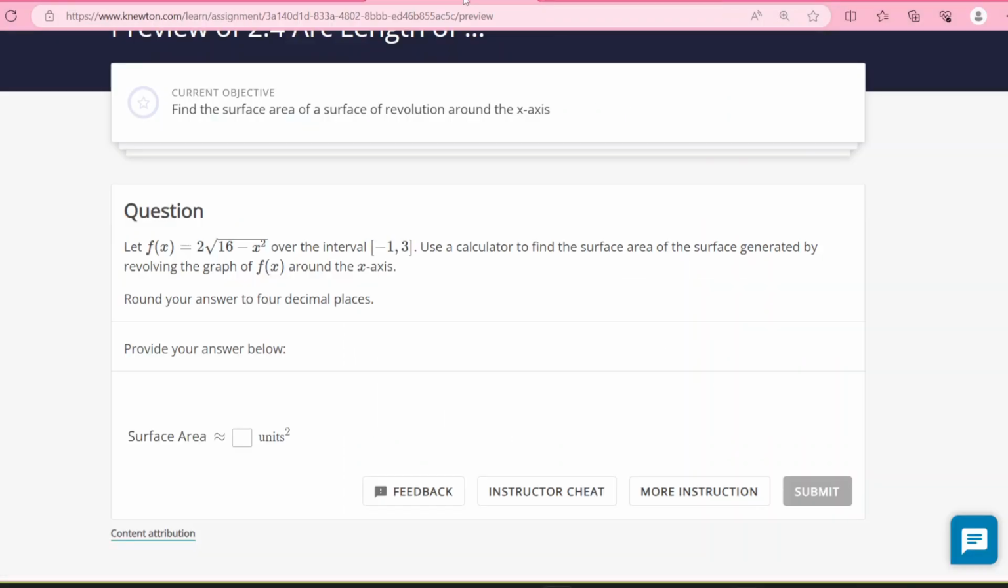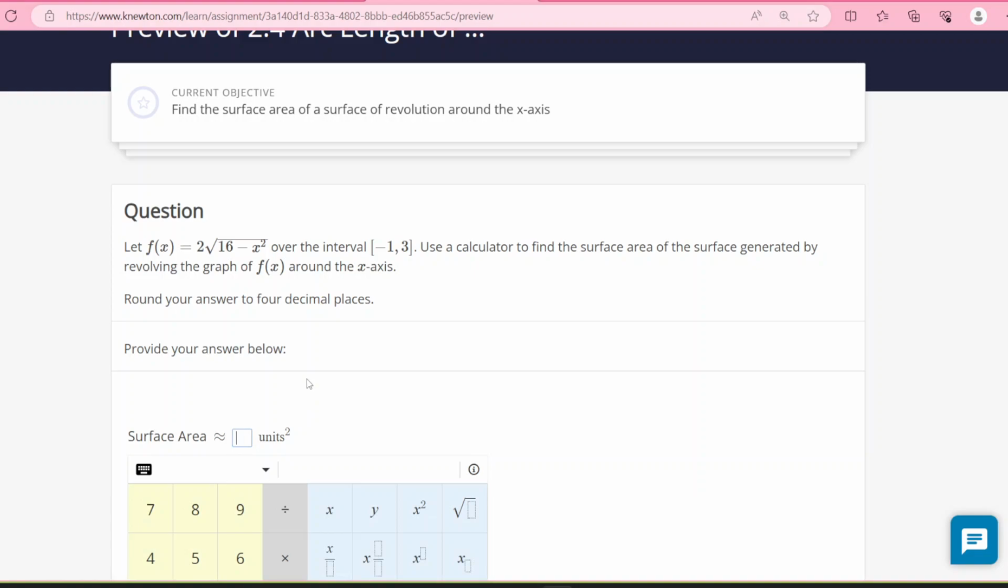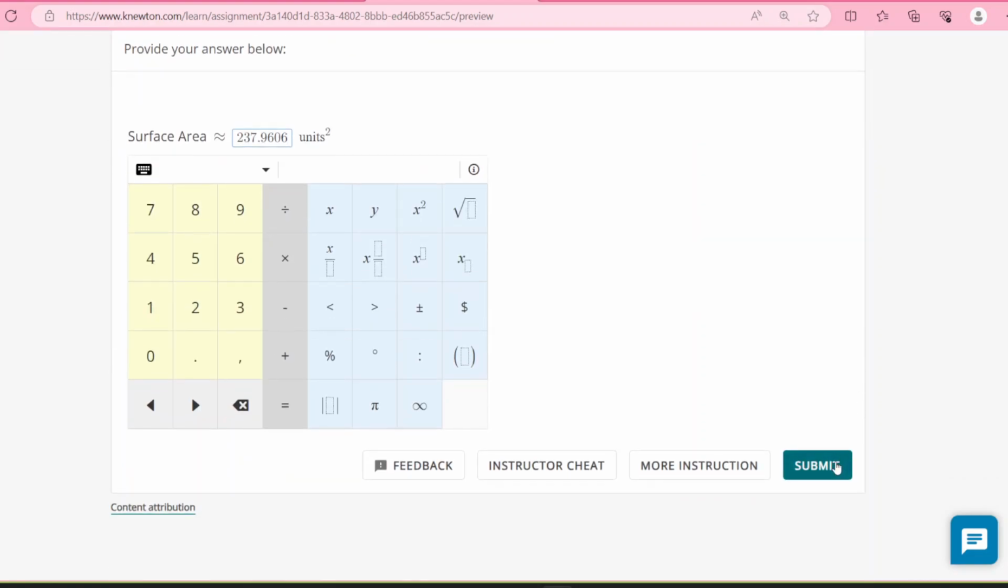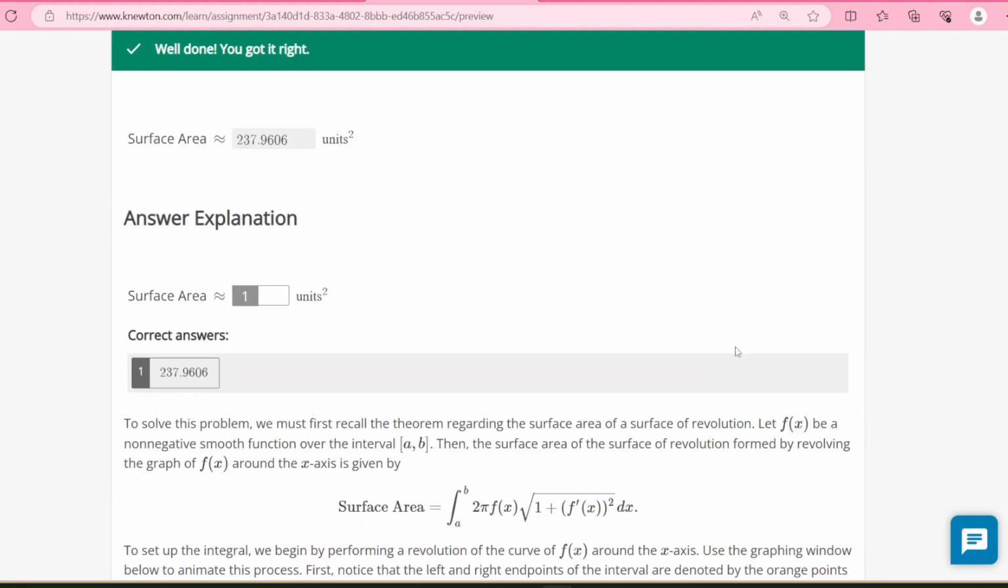And you see that in the homework too. They have these square units in the homework. You just enter a number. And to 4 decimal places, we said that was 237.9606. Right? Square units. Wonderful.